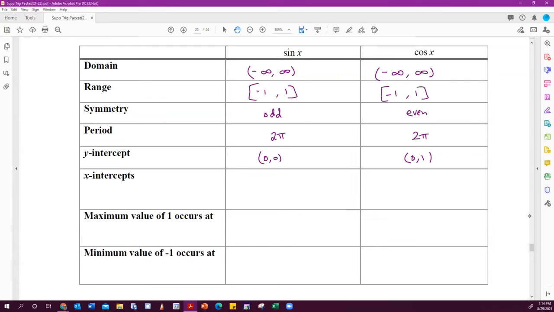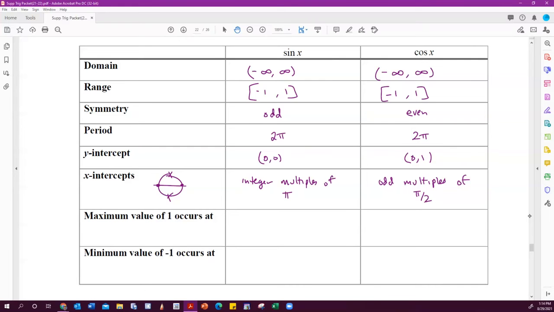The x-intercepts, when your output is 0 for the sine, when do I get zeros out? That's at here and here, so those are integer multiples of pi. And then for the cosine, it equals 0 at the top and the bottom, so those are odd multiples of pi over 2. You should have been hearing that. This is like the third time we've been talking about these in different contexts.